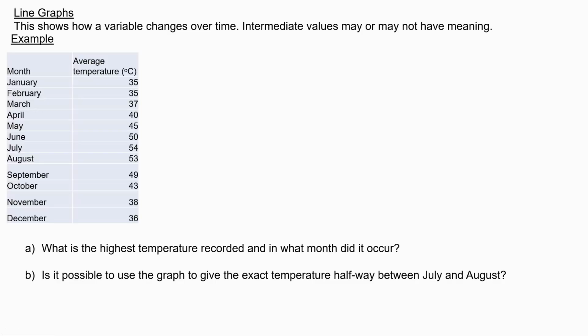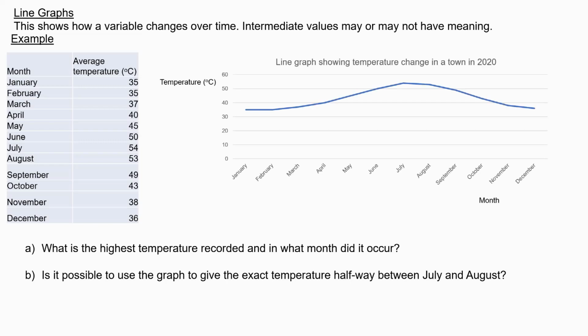A line graph shows how a variable changes over time. Here's a line graph showing the temperature change in a town over 2020.